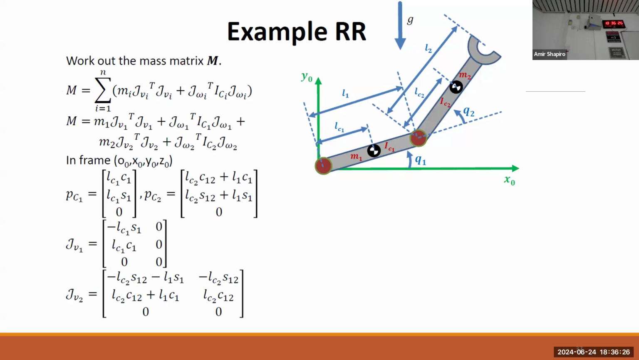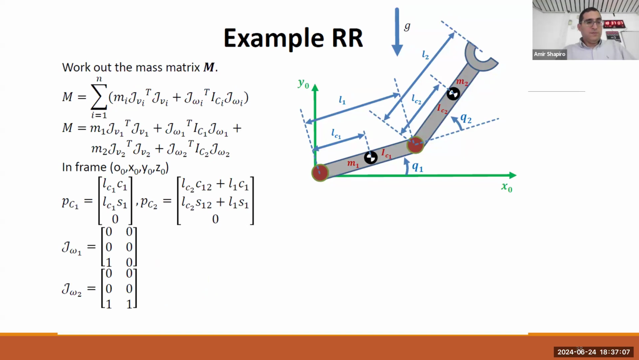We take the derivative of PC1 with respect to theta 1, and then with respect to theta 2, we get the linear Jacobian of this first link. Then we take the derivative of PC2 with respect to theta 1, and then with respect to theta 2, and we get the same. We get this term of JV2.